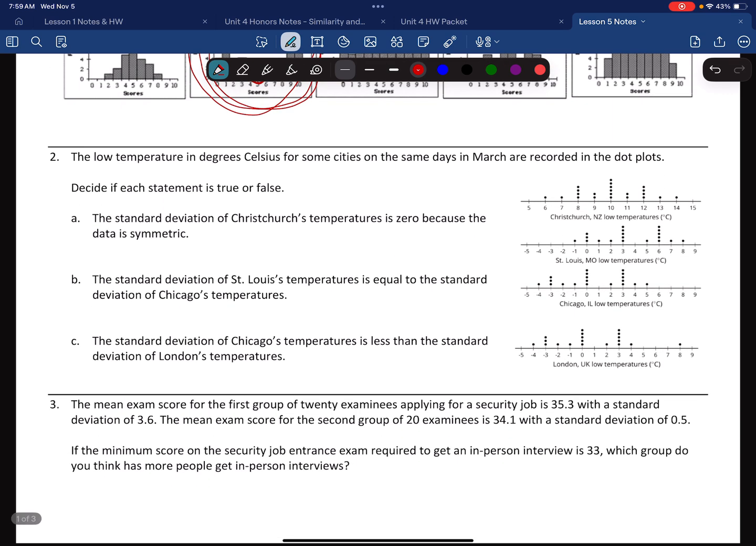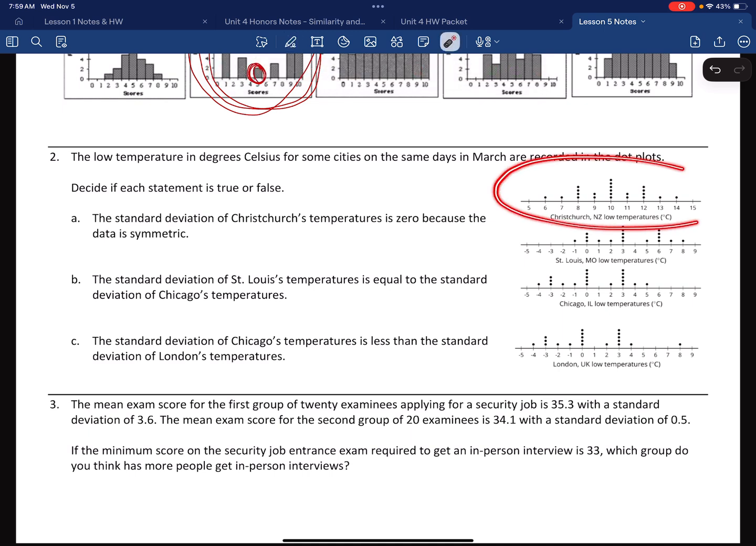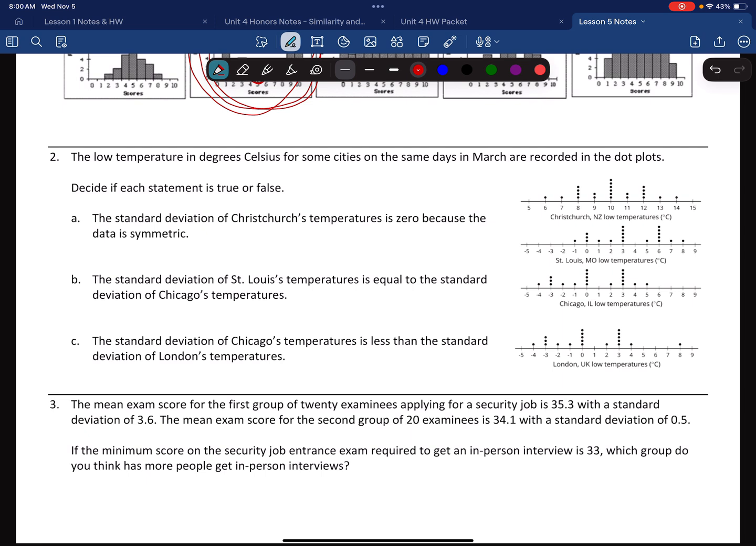Number 2, the low temperature in degrees Celsius for some cities on the same days in March are recorded in the dot plots. Decide if each statement is true or false. So first we have the standard deviation of Christchurch's temperatures is 0 because the data is symmetric. So we are looking at this dot plot. And remember, a standard deviation of 0 would mean that the data values do not vary from the middle at all. And we can see here is our middle, and we do have data on both sides of that. So that would be false.